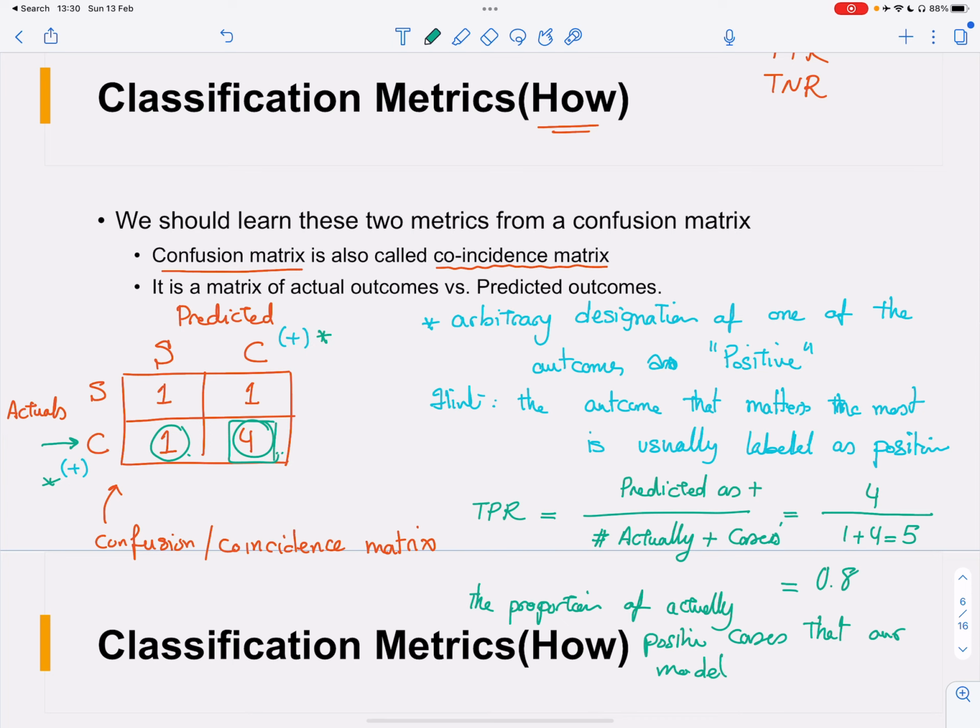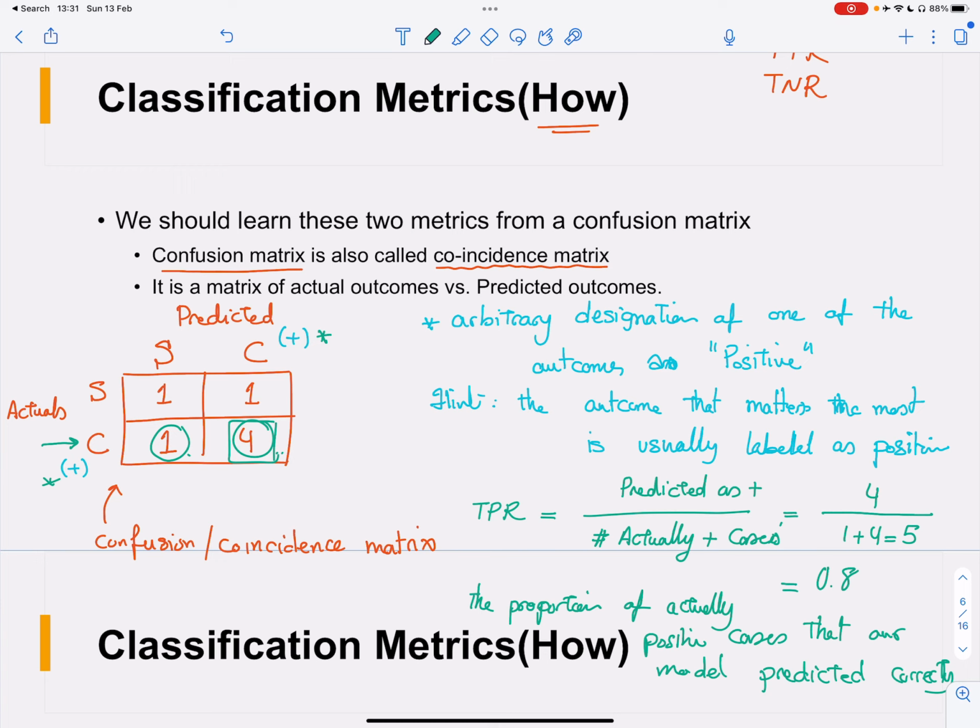That our model predicted correctly. And when the actual is positive, then predicting correctly means the prediction is positive. Okay? And it is a proportion because we are measuring it over all the actual values. So this is the definition for true positive rate.